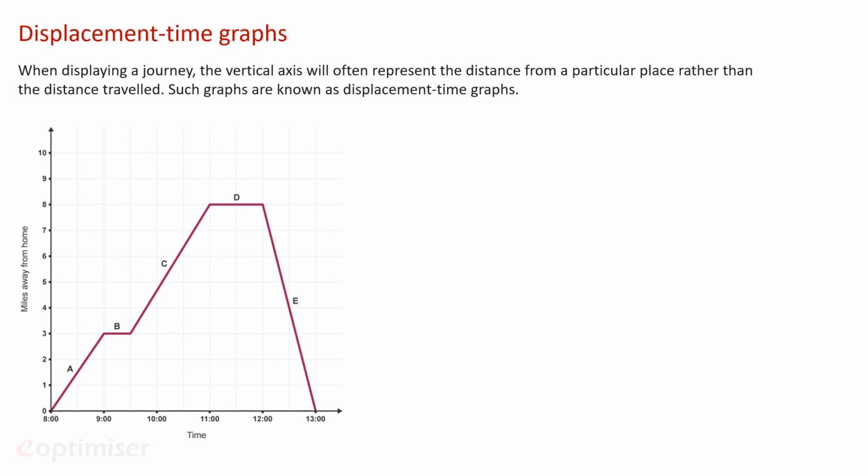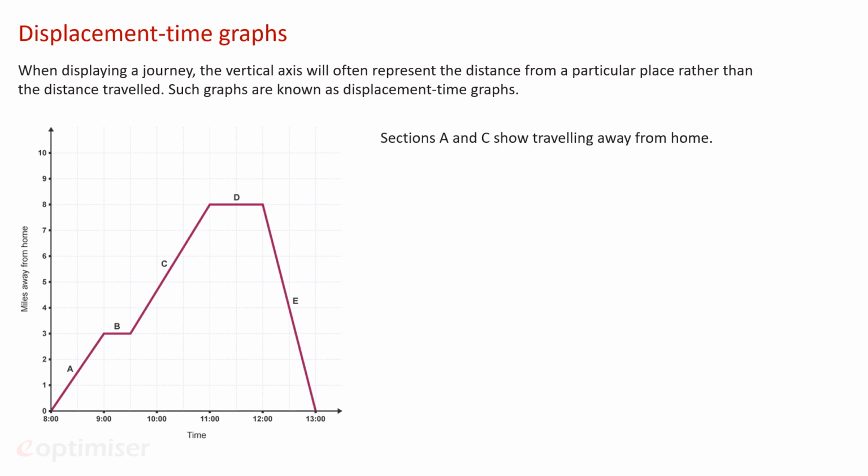So what is a displacement-time graph? That is also distance, but the difference is that you are starting from a particular location. At the point (0, 0), this graph says that at 8 o'clock you are leaving from home, then you are going away from home. At the end, at 1 o'clock, you are returning home. The y-axis represents the miles away from home.